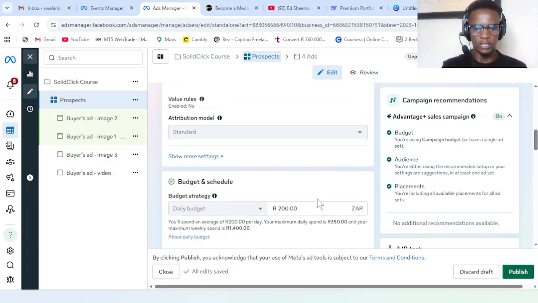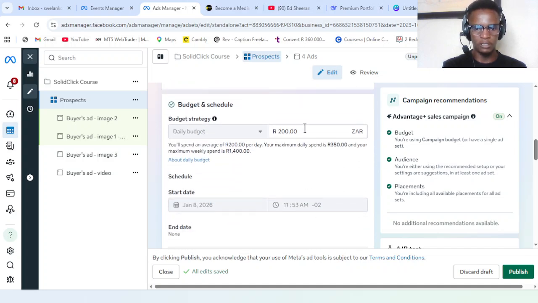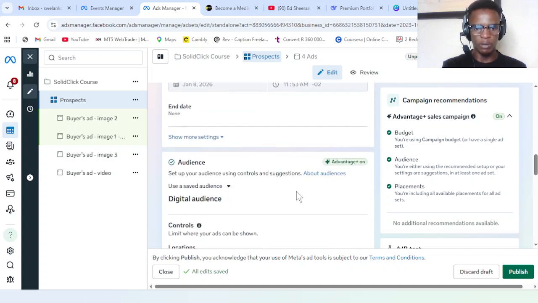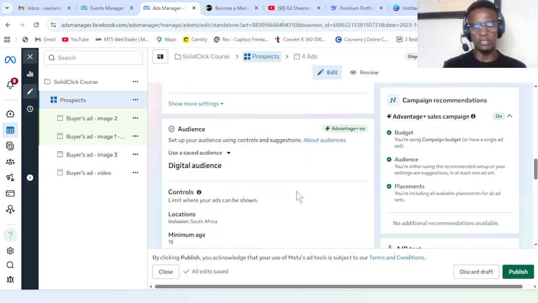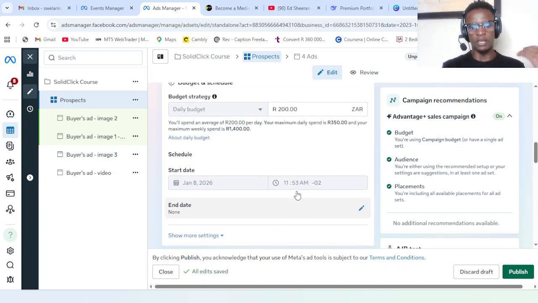Now, as you can see here, our daily budget is 200 rands. That is our daily budget. And since we chose ad set budget optimization, what's going to happen here is the Meta algorithm will allocate our budget to the best winning creatives. Okay, so once it figures out which creative is performing well, then it's going to allocate more budget to that specific creative. Okay, so this way we are not confused.